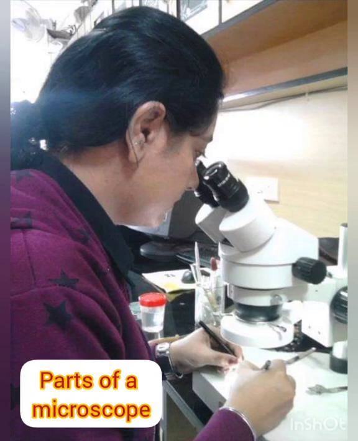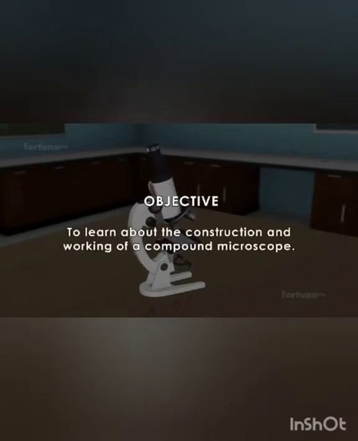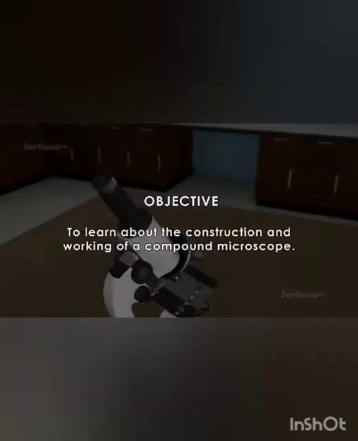Hello students, let us study about the parts of a microscope. As we can see in the picture, it is a compound microscope, and our objective is to learn the construction and working of a compound microscope.